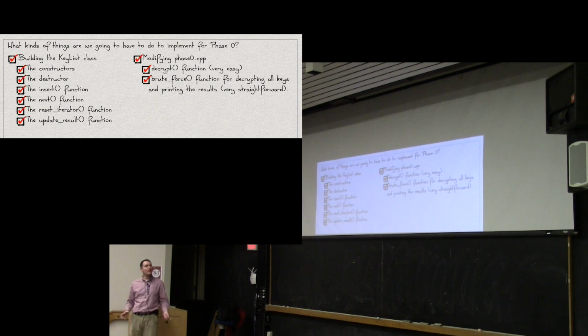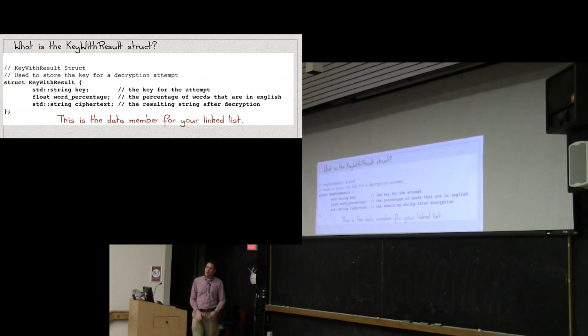It's actually fairly straightforward. It's a while loop, and you're just going to go through the entire list and print them out. So the hard part is just getting the key list built by the end of the week. The easier part is just going through all of them and printing them out. So I don't think phase 0 is that hard. Phase 1 is going to be a little harder, I think. OK? Let's talk about some of these things.